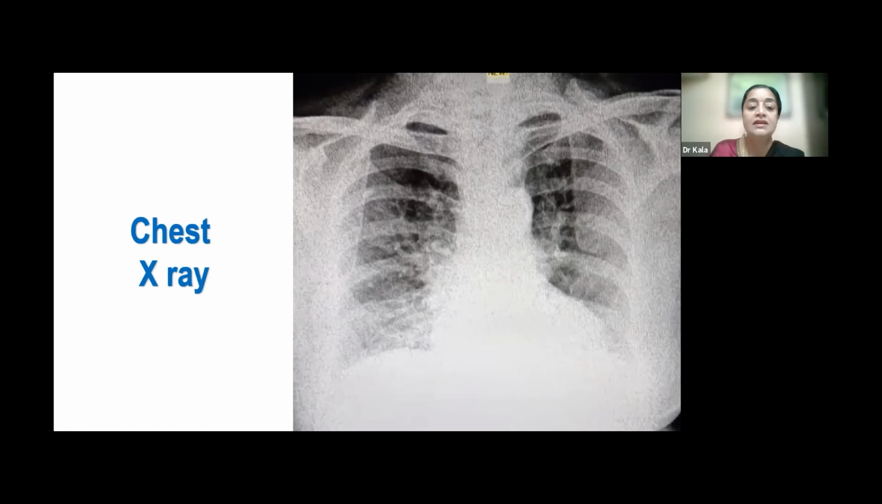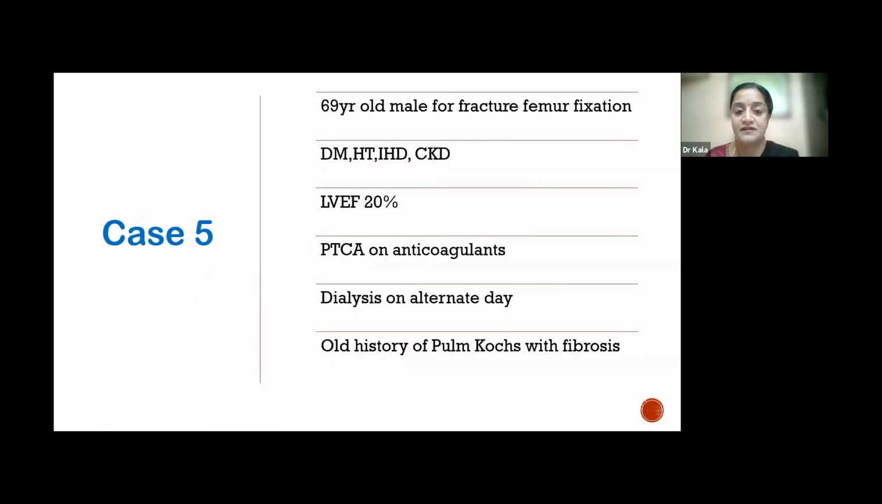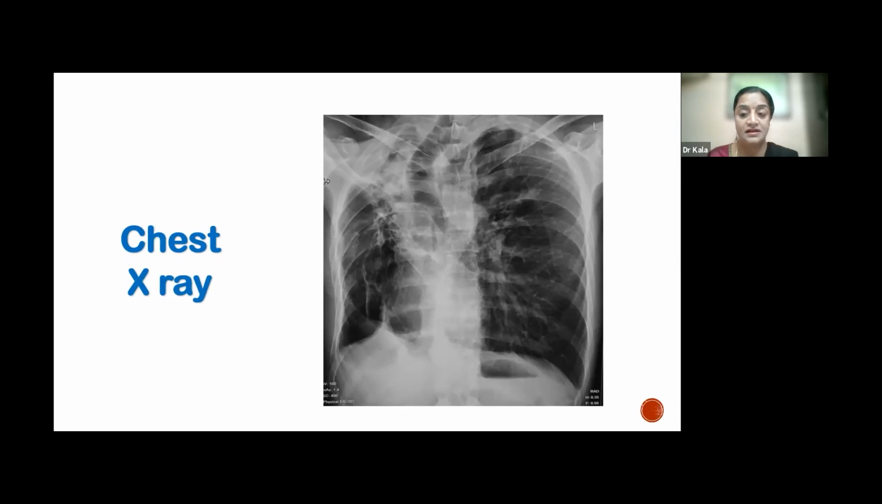PCNL done. Now, coming to case 5, a 69-year-old male patient with fracture femur, diabetes mellitus, hypertension, IHD, chronic kidney disease with an ejection fraction of 20%, had a PTCA and was on anticoagulants, dialysis on alternate days, old history of pulmonary tuberculosis with fibrosis. This was his X-ray. This patient was successfully done with 0.5% levobupivacaine at L1-2 spinal space, and along with that an FICB block of 25 ml of 0.2% ropivacaine was given, and the surgery had rock steady parameters with just a minimal 300 ml of IV fluids needed.